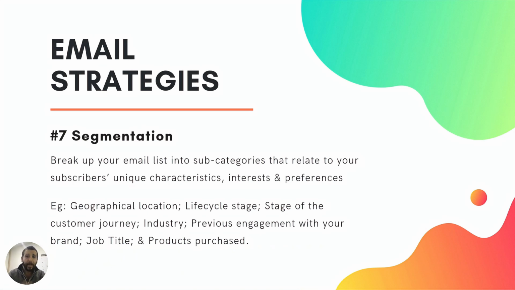Well, email marketing platforms allow you to segment your list by contact data and behavior to help you send the right emails to the right people. For example, you could break up your list by things like geographical location, life cycle stage of the customer journey, industry, previous engagement with your brand, job title, products purchased is a great one. And really, there's no limit. You can actually segment your list in any way you want. Just make sure that you're as exclusive as possible when sending emails to each subject group in order to maximize your engagement.